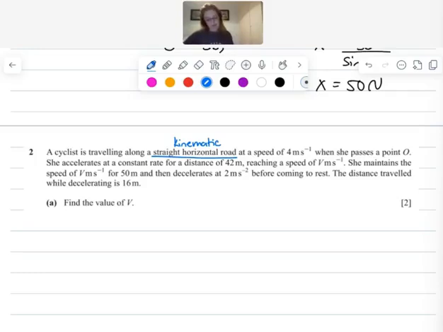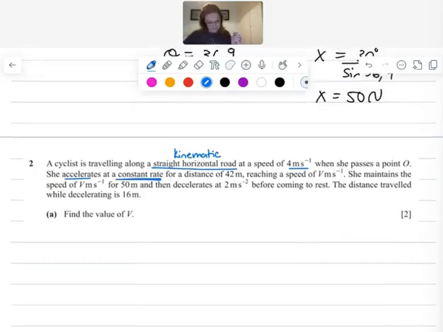So a cyclist is traveling on a straight horizontal road at a speed of 4 meters per second when she passes point O. Okay, so it's not that she's staying the same speed the whole time. She accelerates at a constant rate. Accelerating at a constant rate means a certain thing.